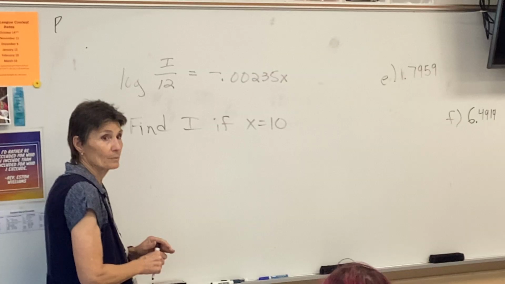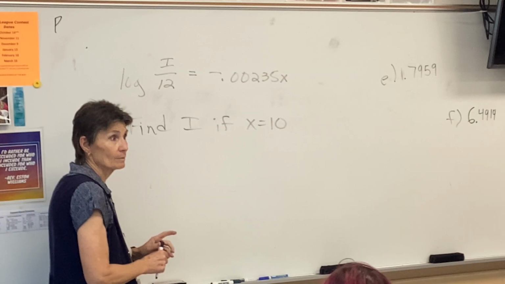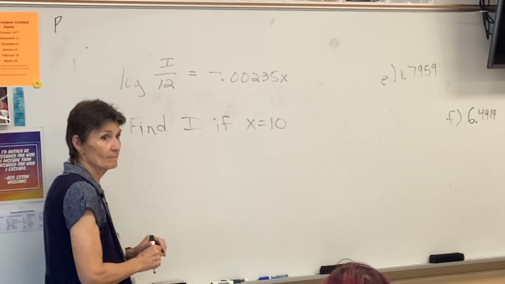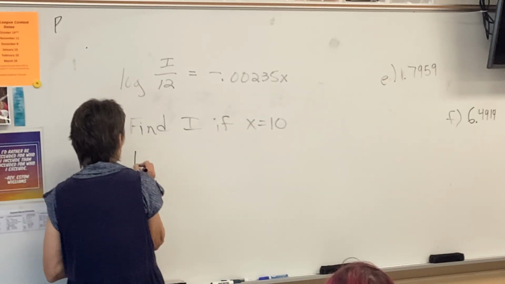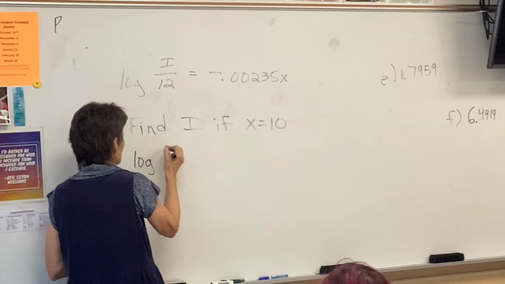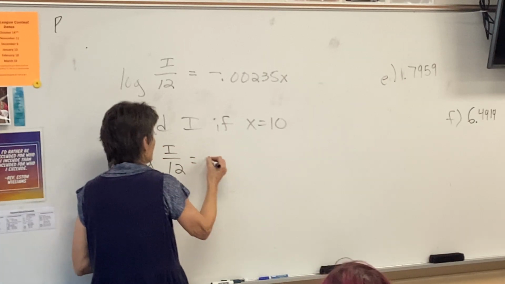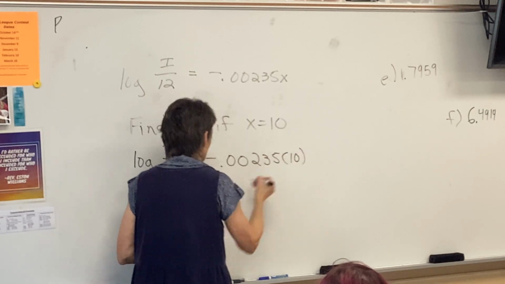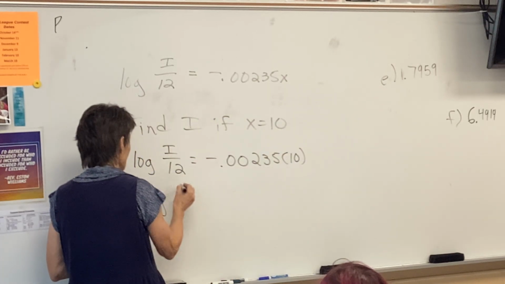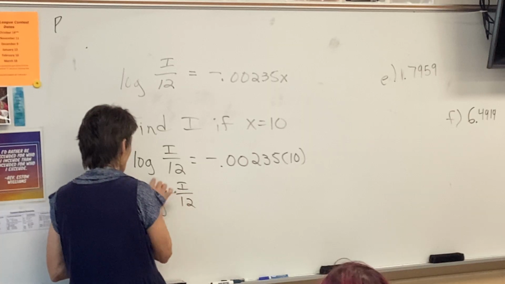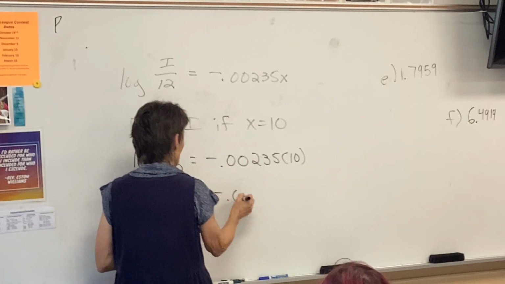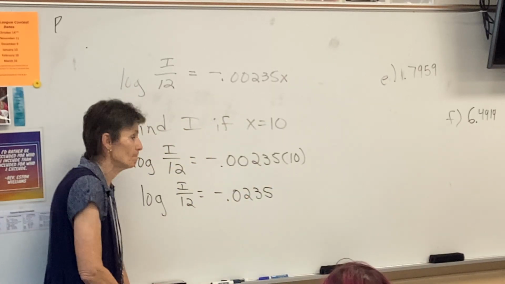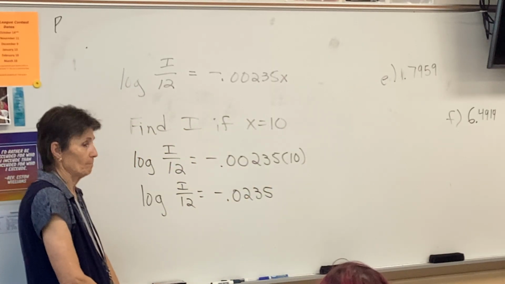If I is 10, then you plug in 12. X is 10. So you put 10 on the end. So we're gonna put 10 in there. So we're gonna have the log of I over 12 equals negative 0.00235 times 10. Now, I can type that into my calculator, or since it's times 10, I can just do it, negative 0.0235. But you've got a calculator, you can go ahead and type it in, if you want.